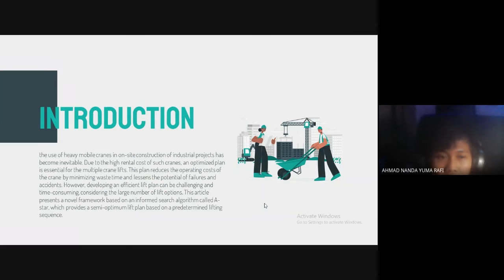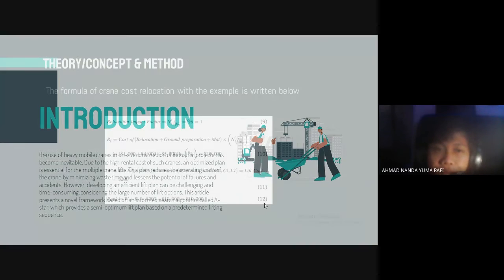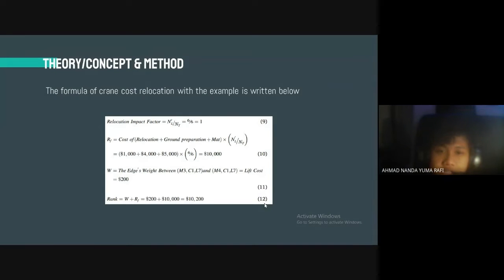This article presents a novel framework based on an informed search algorithm called A star, which provides a semi-optimum lift plan based on a predetermined lifting sequence. And as you can see, there is a theory, concept and method in this paper. For the relocation impact factor, as you can see, the formula is like this. And for the RF or relocation factor, it's like this.